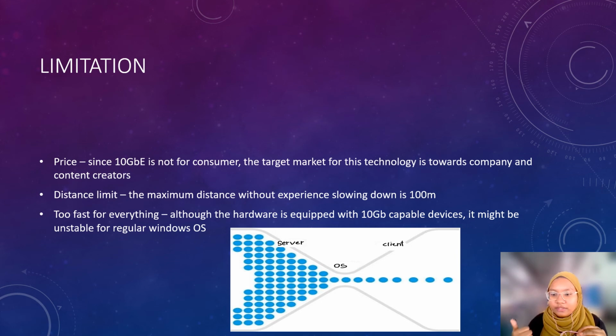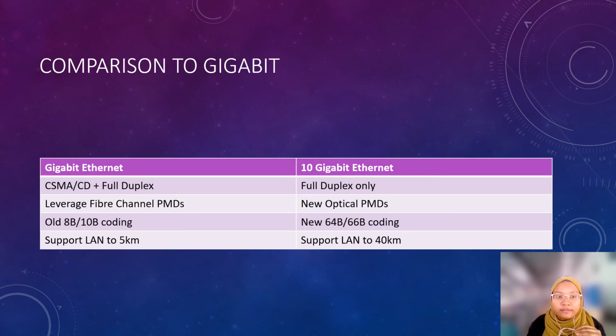Okay, first, its price. Since 10 gigabit is not for consumers, the target market for this technology is towards companies and also content creators. Next is distance limit. The maximum distance without experiencing slowing down is about 100 meters. And too fast for everything. I mean, although the hardware is equipped with 10 gigabit capable devices, it might be unstable for regular Windows OS.